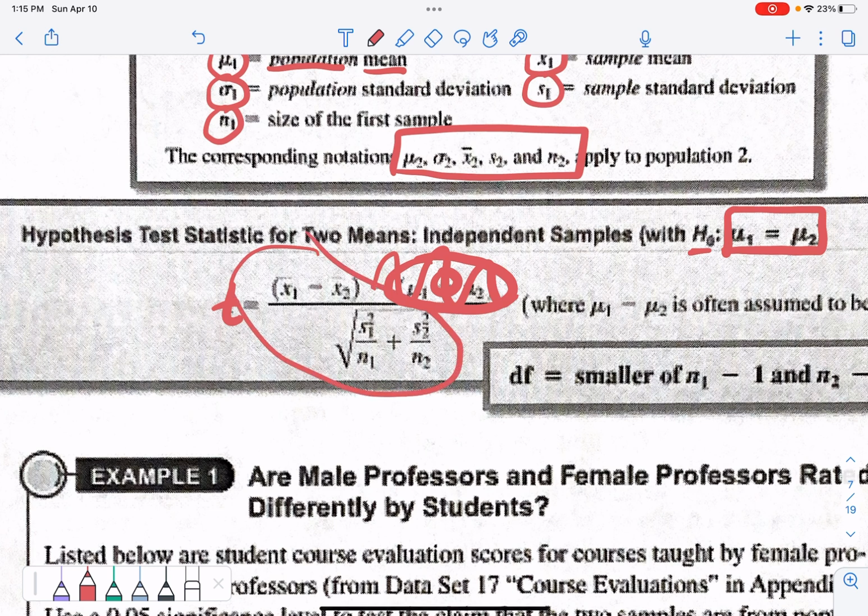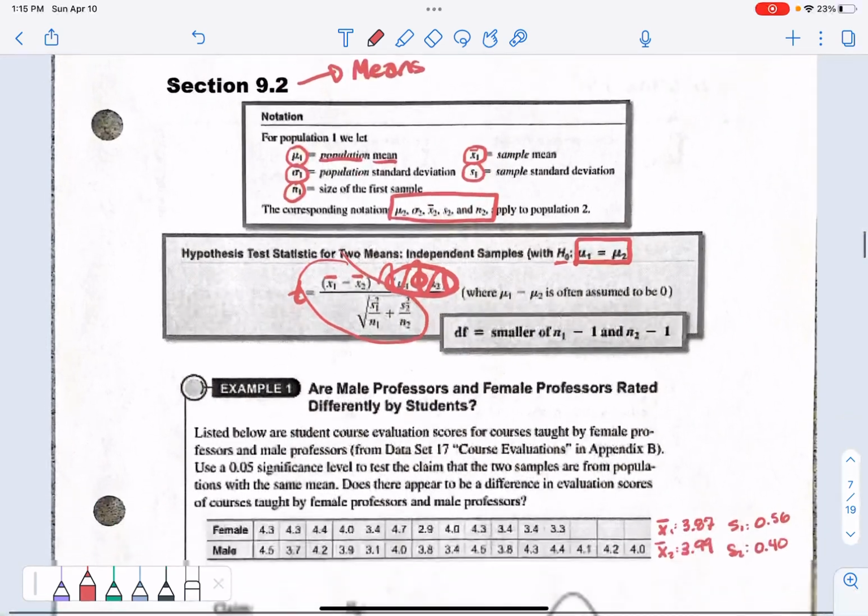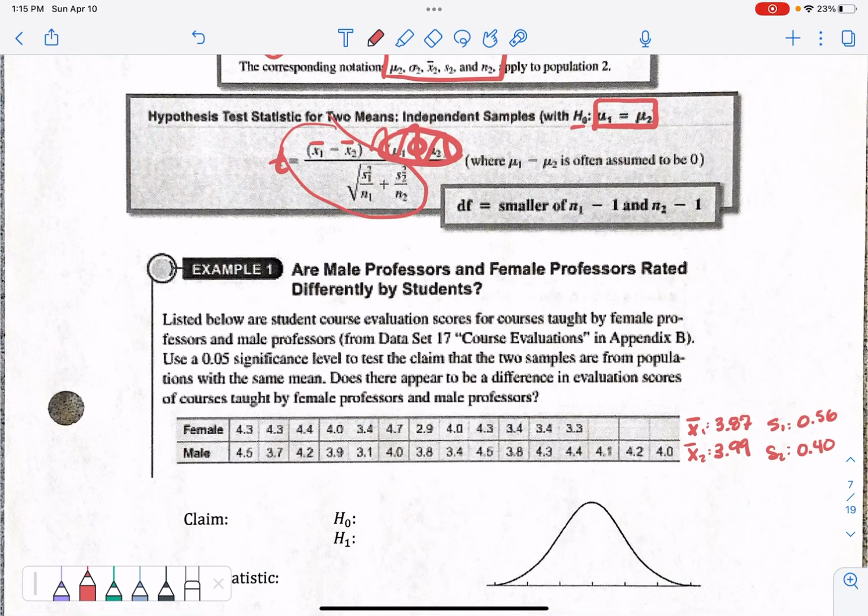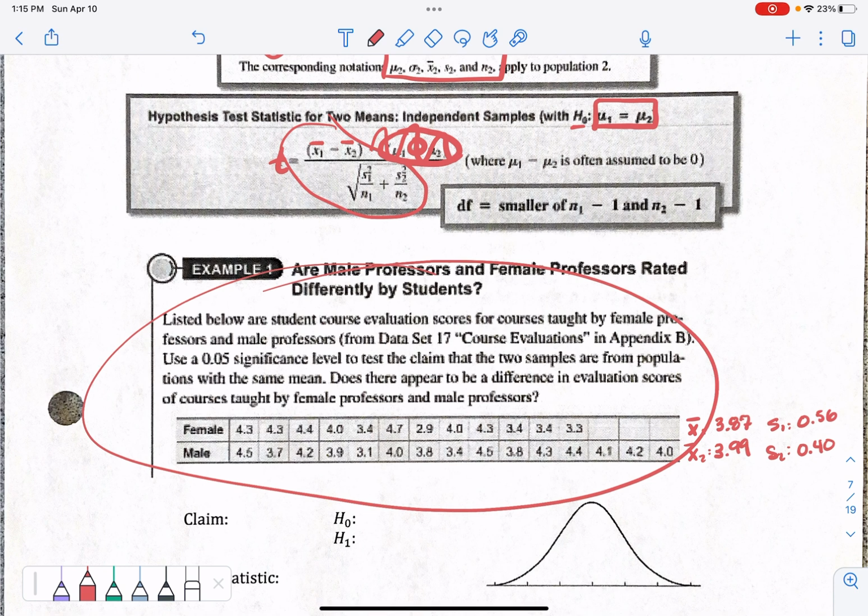You can't really see these bars over top, but that's X bar 1 and X bar 2. So maybe make those a little bit darker, okay? So we're going to go down here, and we're going to use some of these calculations. We're not going to do the entire hypothesis testing, but we're going to use that data to just find T, and that's all we're going to be doing today, okay?